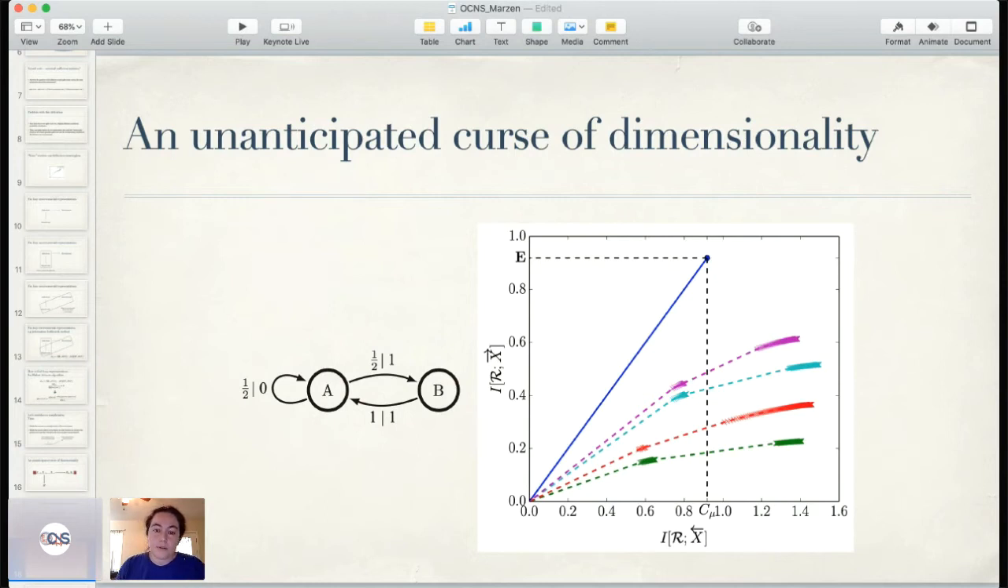And at the top, the y-axis, you see the mutual information between your representation and the future. So this is something that you want to make as big as possible. You want to retain information about the future as you compress information about the past. Now, what we're trying to do is figure out these neural representations, but one way of figuring out how good your representation is, is to plot what's called an information curve.